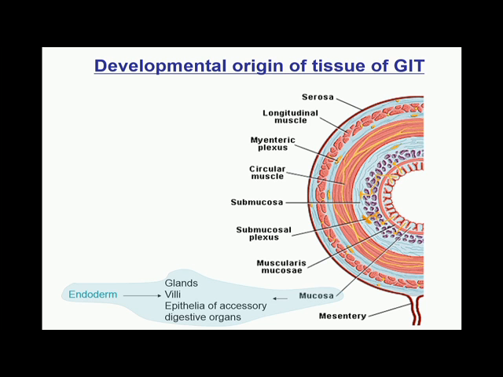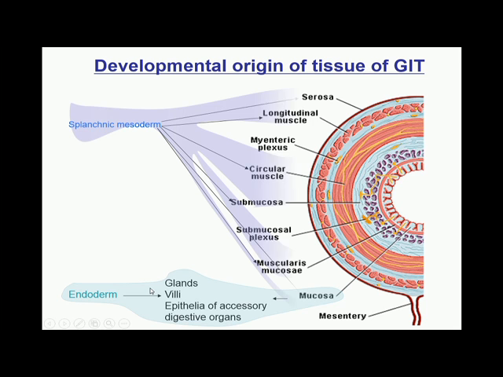So they are all developed, the epithelial lining of those organs also. Again, the epithelial lining of those organs, right? Not the connective tissue surrounding the organ. They are developed from the endoderm. Then the splanchnic mesoderm gives rise to most of the other structures, which includes the serosal covering, the muscles, both longitudinal, which is outside, and the circular muscle layer, which is inside. Then the submucosa, which is again connective tissue.